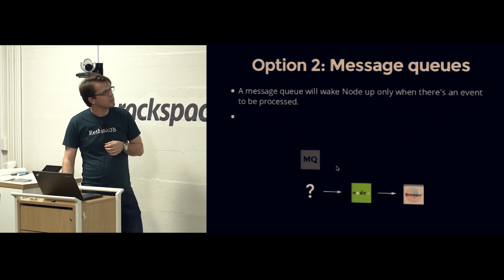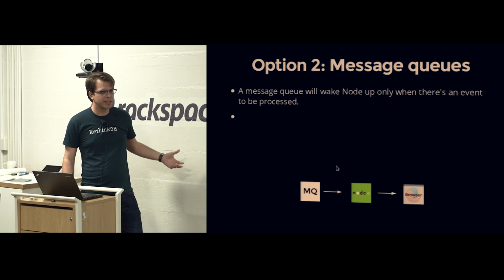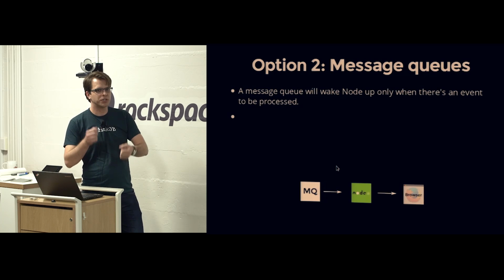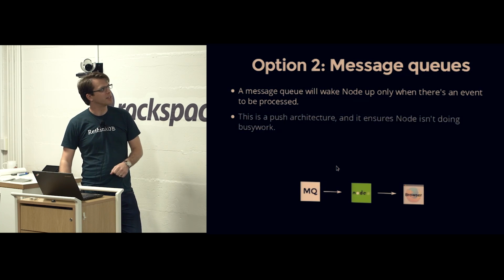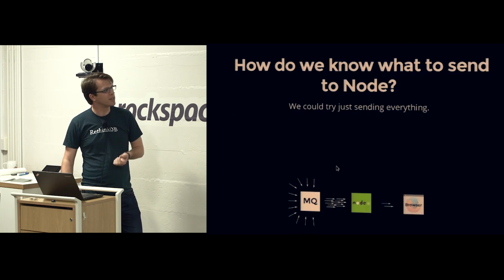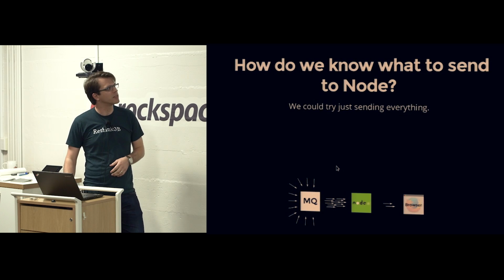So a lot of people use message queues because message queues are asynchronous. Put stuff on the queue, this queue pushes to Node, everything's push, and really what you've done is pushed it back into the message queue. But it helps because the message queue is designed to handle a big fire hose of stuff.